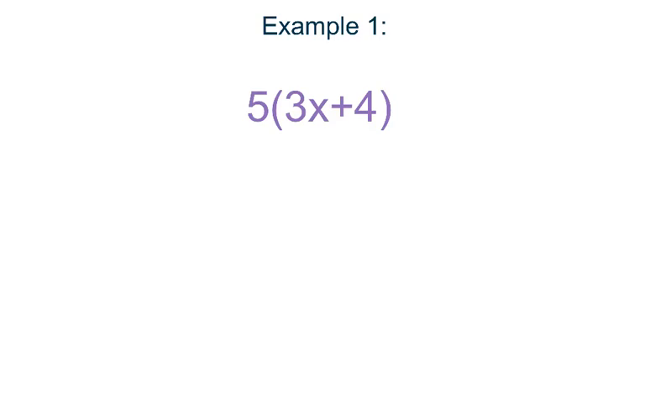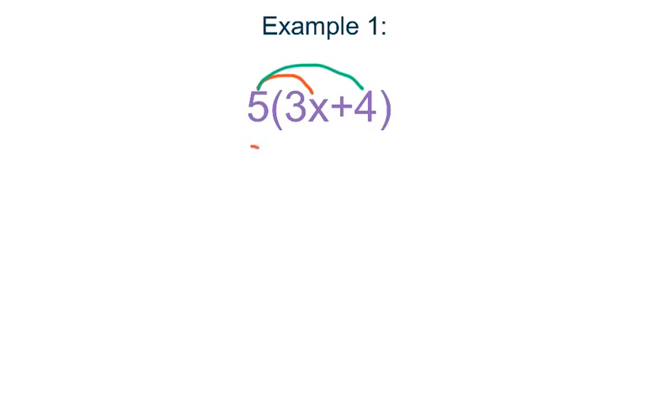So this is 5 times (3x plus 4), and I want to find an equivalent expression. You might have been asking where I got the multiplication from. I know that when I see a number right next to parentheses, I'm going to multiply. So I know that this 5 distributes over these two terms inside. So I'm going to multiply 5 times 3x, and I'm going to add it to 5 times 4.